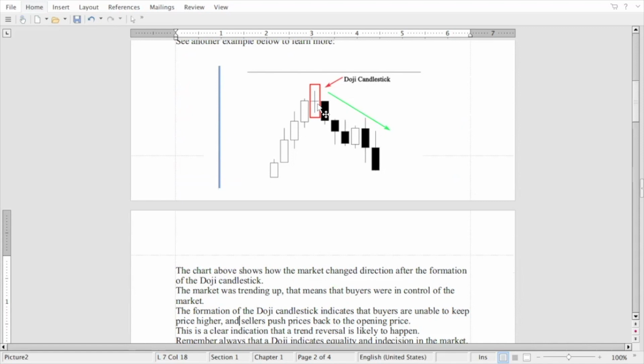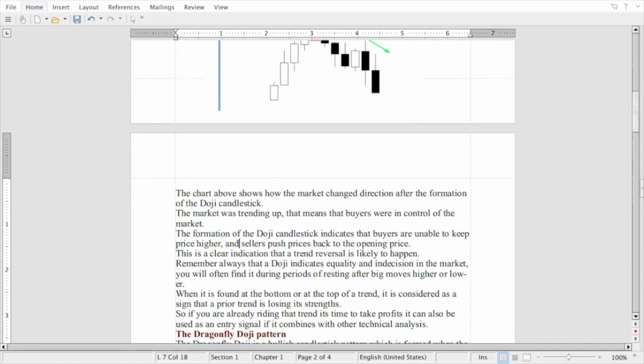it's calling for you to take your profit, or after you sell, or if you want to buy, then you can buy at that point, or if you want to sell, then you can sell at that point. It depends on where it is, where the trend is, is it on an upper trend or lower trend? Okay, class. The chart above shows how the market changed direction after the formation of the Doji candle.